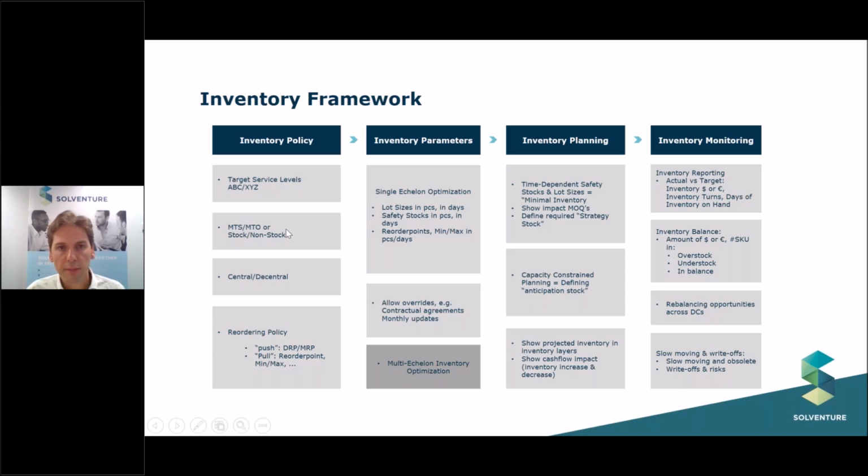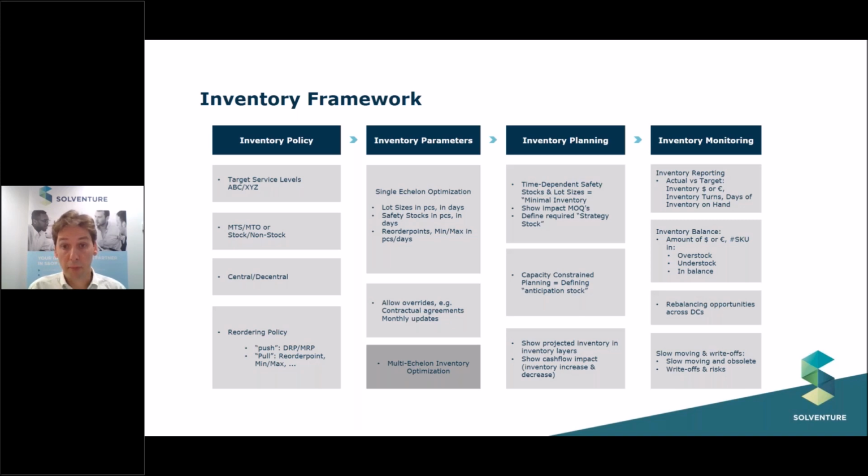So first, policy making. Once you have the policies, you know which items to put on stock, which not, what are the service levels. We calculate the inventory parameters. Once we have the inventory parameters, we can use the forecast to translate that in a plan going forward. We can add strategic stock. That will be the input to your supply planning process, and then we really get the projected inventory with different layers and the cash flow impact.